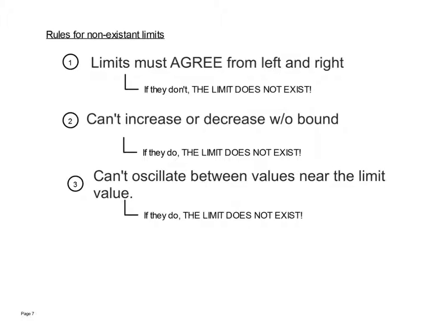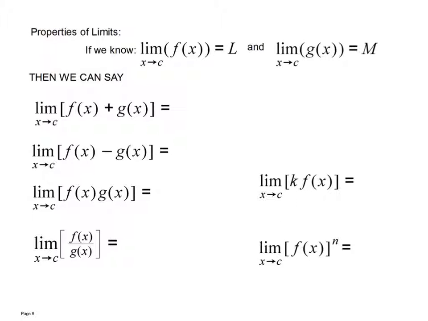And the last is that it can't oscillate between values near the limit value. So if your function is starting to wiggle all over the place and never settle into a value, the limit does not exist. All right, so there are some properties of limits, and we're going to breeze over them because they're kind of obvious.